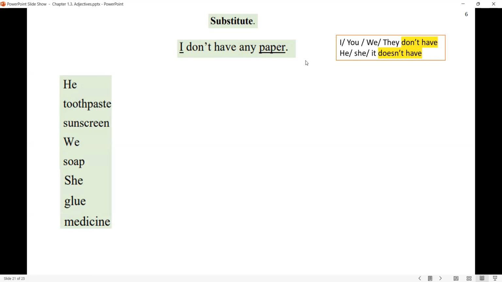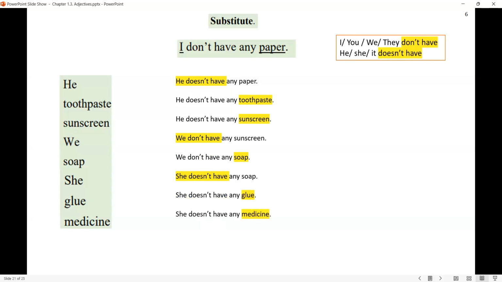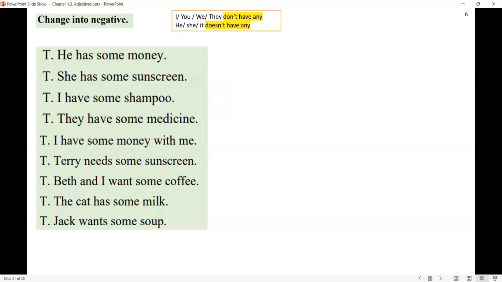Let's begin. I don't have any paper. He doesn't have any paper. Toothpaste. He doesn't have any toothpaste. Sunscreen. He doesn't have any sunscreen. We don't have any sunscreen. Soap. We don't have any soap. She doesn't have any soap. Glue. She doesn't have any glue. Medicine. She doesn't have any medicine.